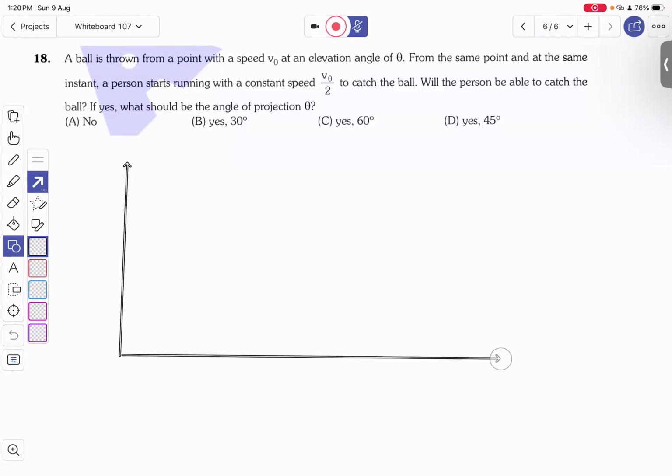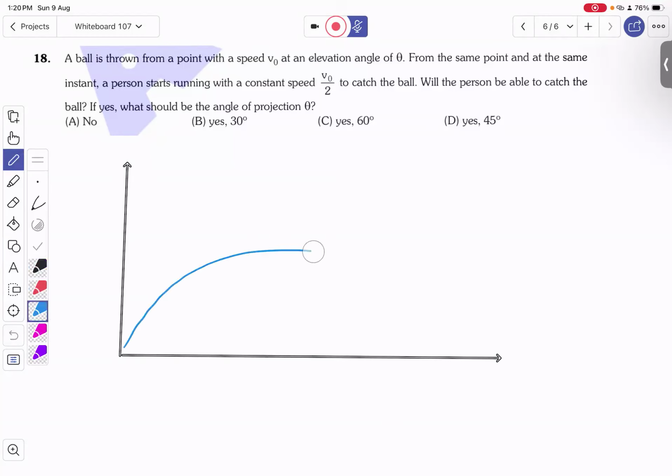So in the time in which the ball will reach the ground, in that much time the person has to reach the point where the ball falls on the ground. And we will assume that the height of the person is 0, otherwise they should have given us the height. So the person is like a snake crawling on the ground, running with a speed v0 by 2. The ball is thrown with speed v0, but at some angle theta.